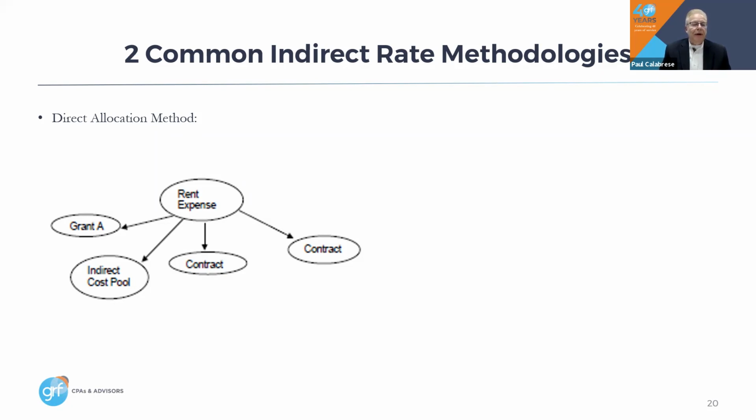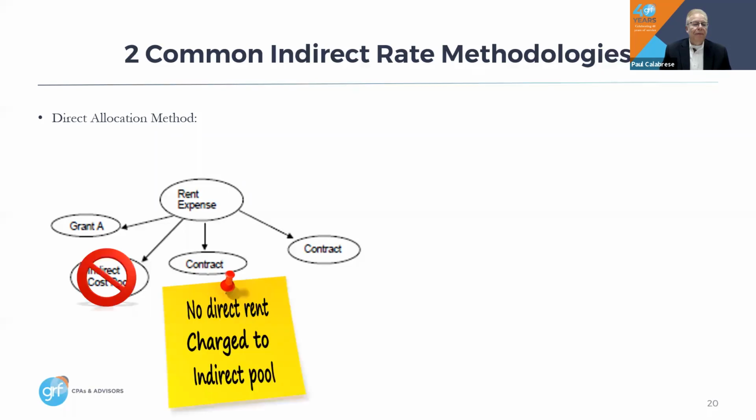If you could do the next graphic. So we just want to make it clear that in this unique situation, rent is not going to be charged to the indirect cost pool. The rent you're seeing in the indirect area, like management in general, only represents the rent for administrative personnel. Okay, and then the last graphic.